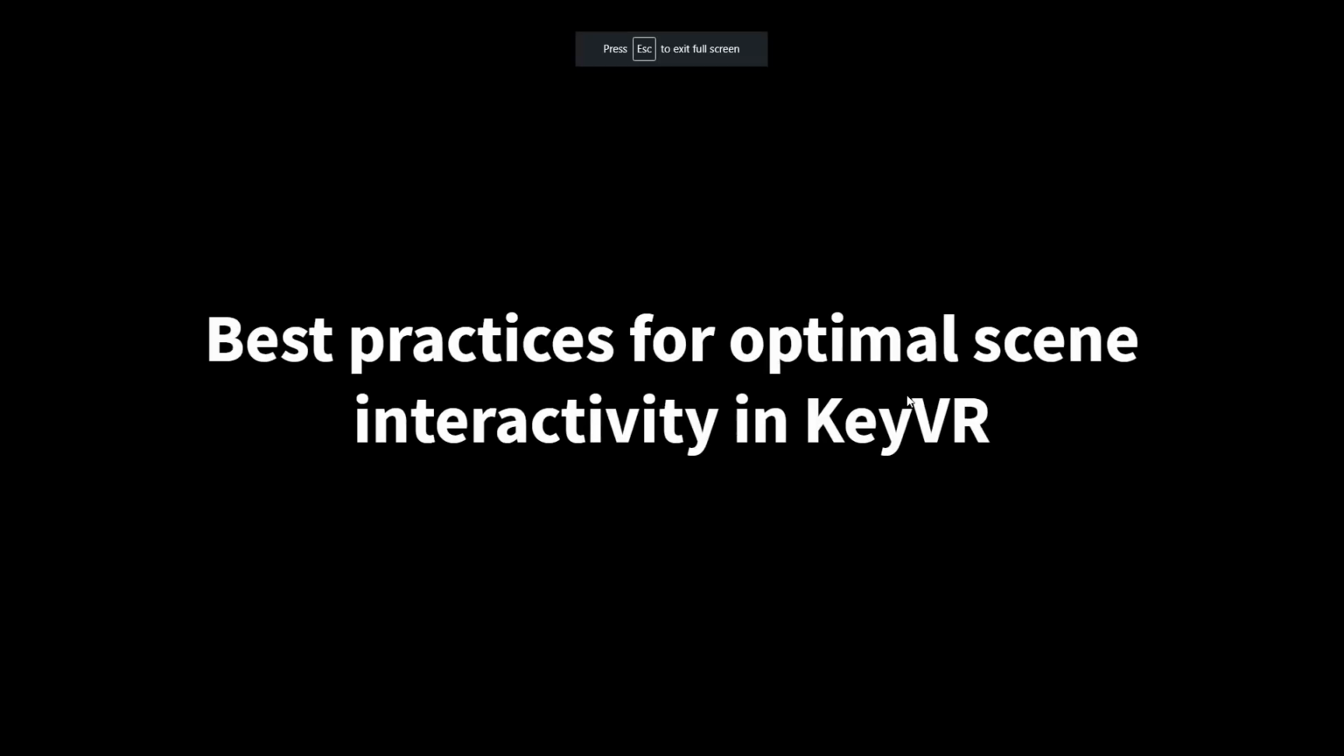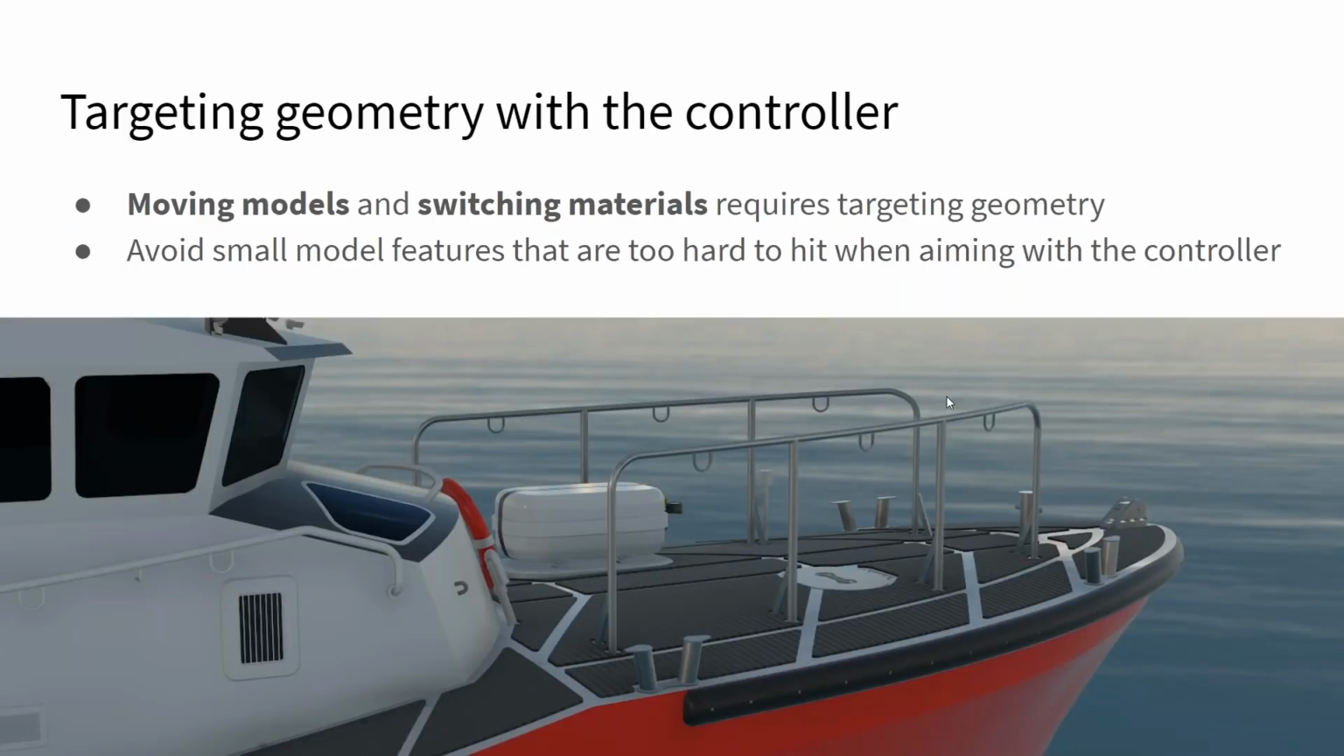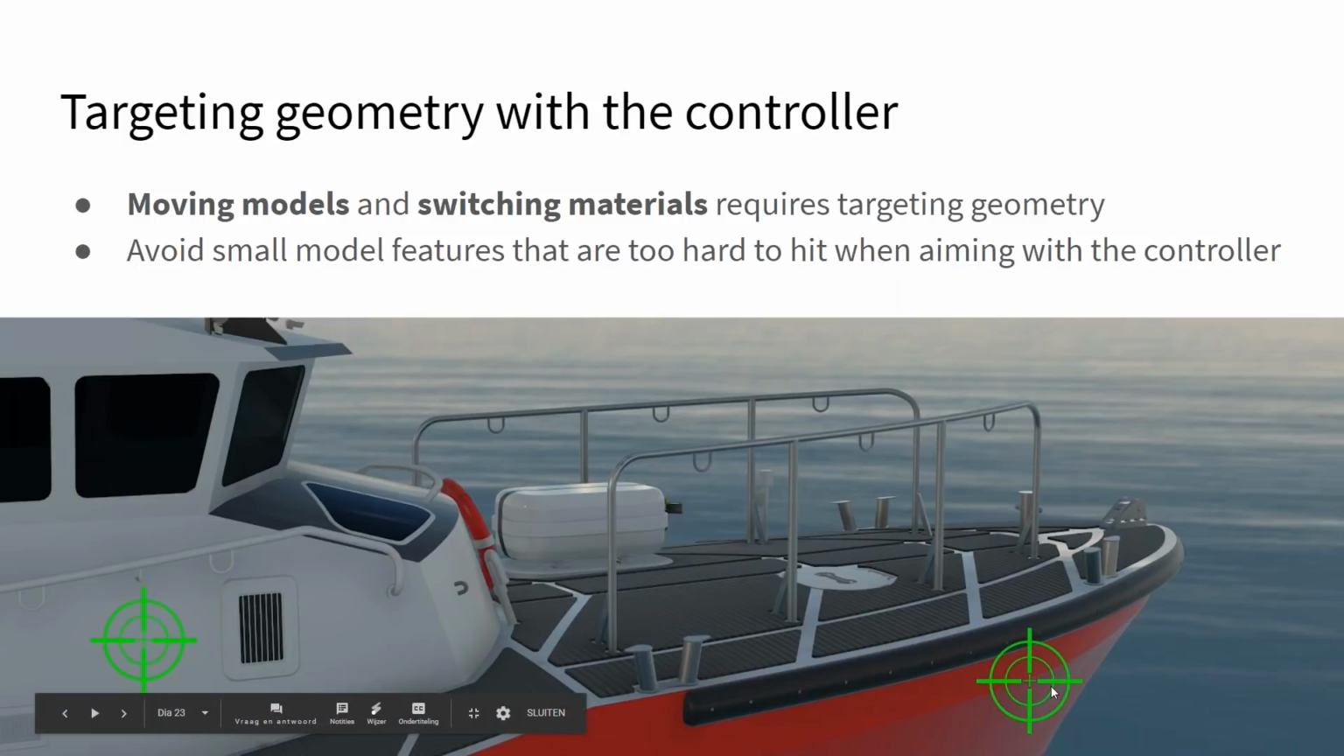So a few notes on best practices for optimal scene interactivity. When you are moving models and switching materials, as I will show with this boat model, it requires you to target geometry. So for instance, if you wanted to switch the material on this large wide surface, you basically have to point with your controller on the surface. Now, for such a large surface, it's very easy. It's hard to miss that big surface. The same goes for the hull. It's quite easy to point and click on the surface.